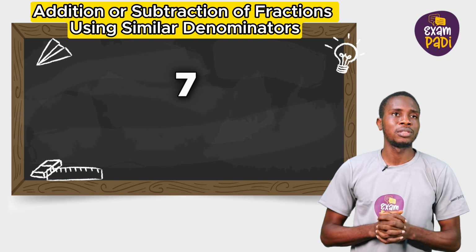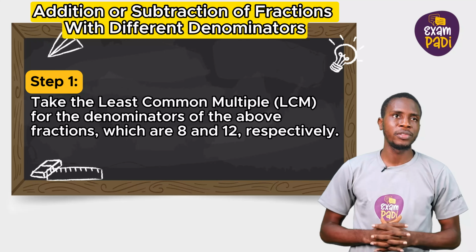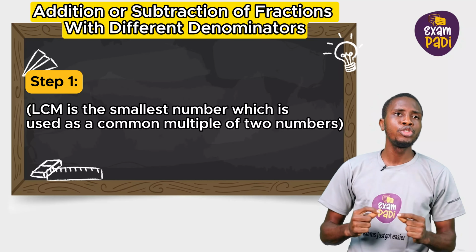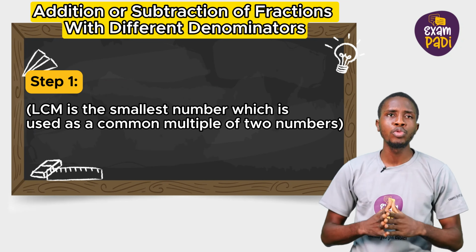Step 1. Take the least common multiple, also known as the LCM, for the denominators of the above fractions, which are 8 and 12, respectively. LCM is the smallest number which is used as a common multiple of the two numbers. 24 is a common multiple for 8 and 12. Step 2. Convert denominators 8 and 12 into 24.